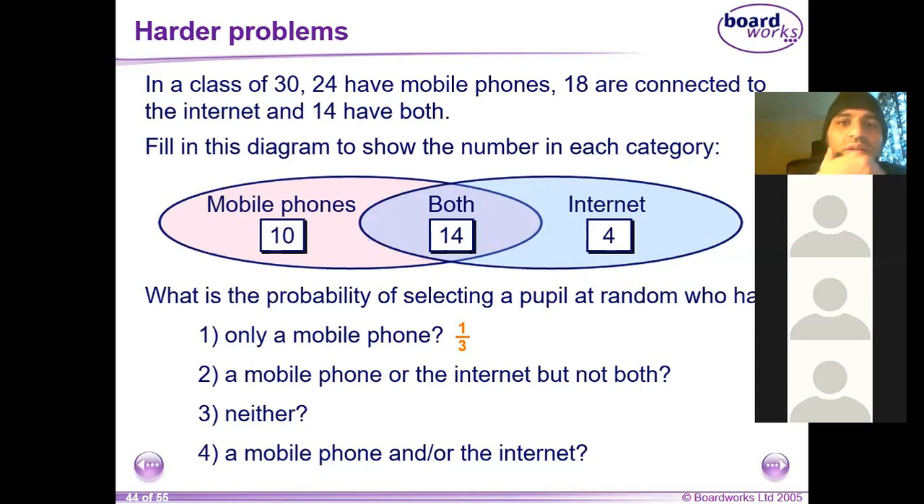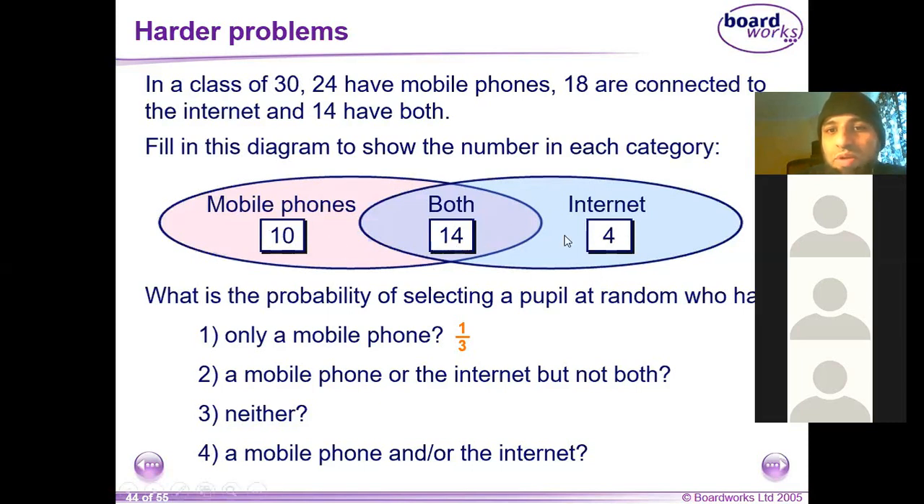Neither mobile phone nor internet. Can anyone tell me? Would you add 10, 14 and 4, then do 30 to take away that? Yes. Well, not even take away that. If you do 10, 14 and 4, you realize there's 28. 10 people on mobile phones, 14 people on both, and 4 people on internet, yeah?